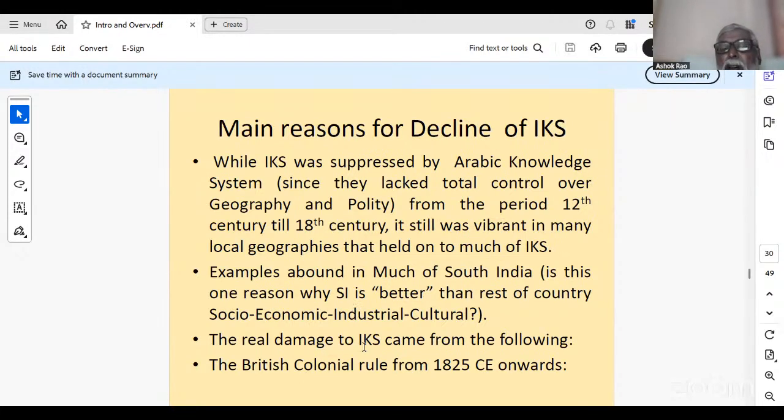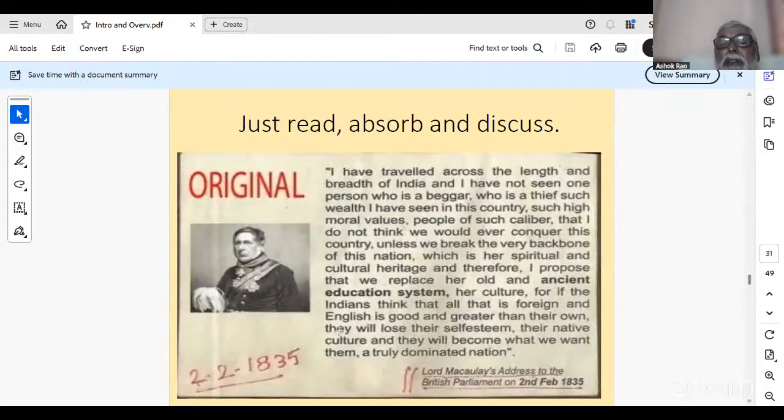The real damage to the North Indian knowledge system came from the British colonial rule. See here, this is Macaulay. "I have traveled across the length and breadth of India. I have not seen one person who is a beggar, who is a thief. Such wealth I have seen in this country, such high moral values, people of such caliber, that I do not think we would ever conquer this country unless we break the very backbone of this nation, which is our spiritual and cultural heritage. And therefore, I propose that we replace our old and ancient education system with the English model."